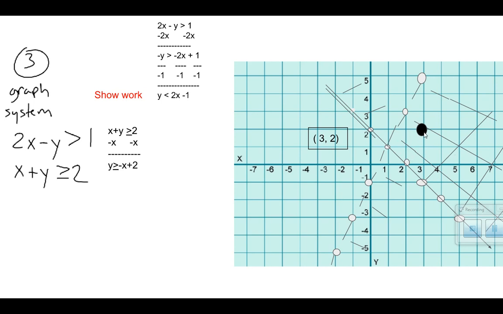They even chose a point (3, 2) in the double shaded zone. If you were to check that, 2 times 3 is 6. Plug in 2 here. 6 minus 2 is bigger than 1. 4 is bigger than 1. If I plug in 3 here, 2 here, that would give me 5. 5 is also larger than 2. So that point (3, 2) satisfies both inequalities.